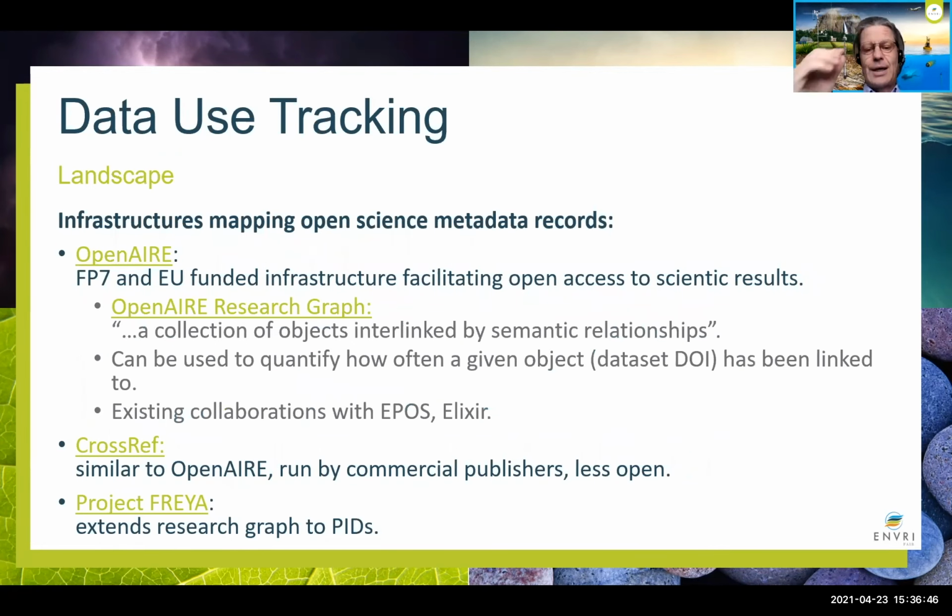Data use tracking, that's the last point on our agenda. So how are we envisaging that is supposed to work? We have infrastructures in place that are operating what they call a research graph, a collection of objects and how they are interlinked, a collection of metadata records and who is quoting whom. And these infrastructures are, for example, OpenAIRE, but also Crossref, which is an initiative by the commercial publishers. We also recently have had the EU project FAIR, which developed a concept for extending these research graphs from DOIs also to more generic PIDs.